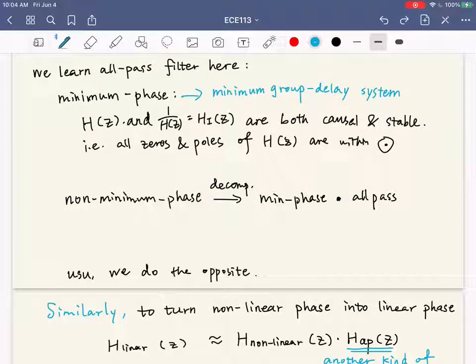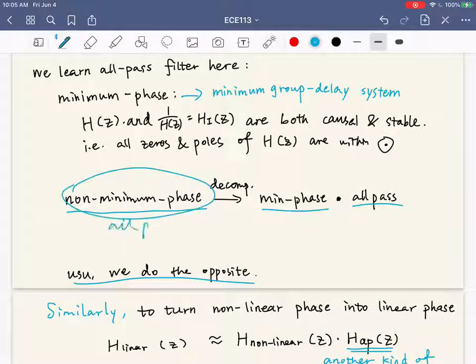And how do we do that? We use the all-pass filter. In this example, we decompose the non-minimum phase into a minimum phase times all-pass. But in reality, we usually do the opposite, which means we cascade the non-minimum phase with an all-pass filter, and then we turn it into the minimum phase. But you can do it either way because this is just an illustration of the concept.